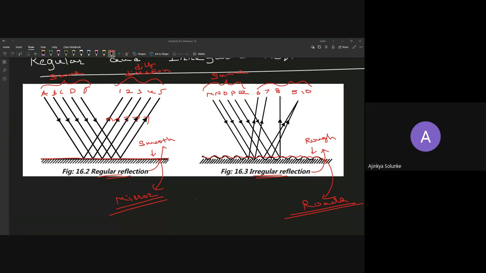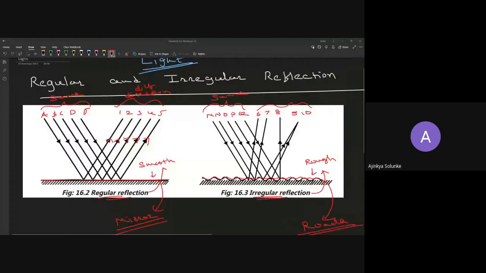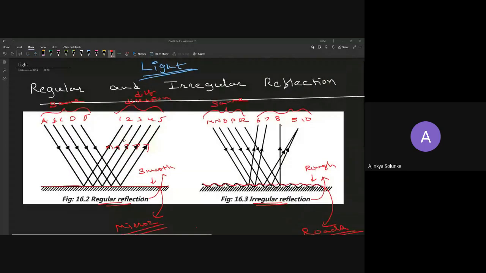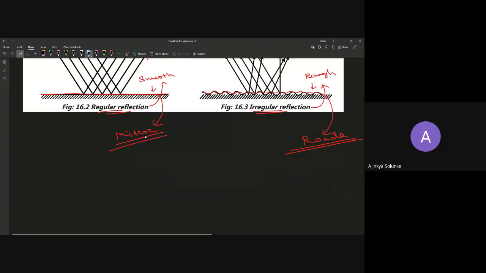Okay, so if somebody is asking you what is the main difference between regular and irregular reflection, what are you going to say? Is there any difference in the incoming rays, the incident rays, of both of them? Are they the same? Yes. Then what is different? The reflected rays. So what we are going to do is define regular reflection in terms of reflected rays.